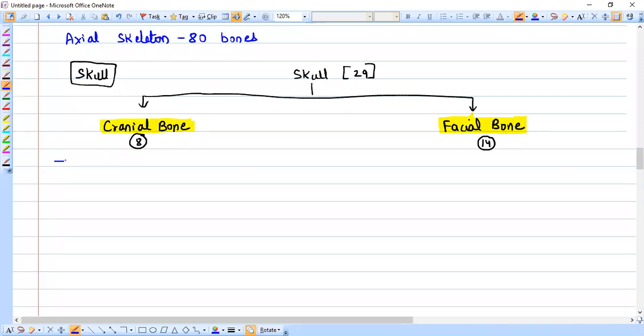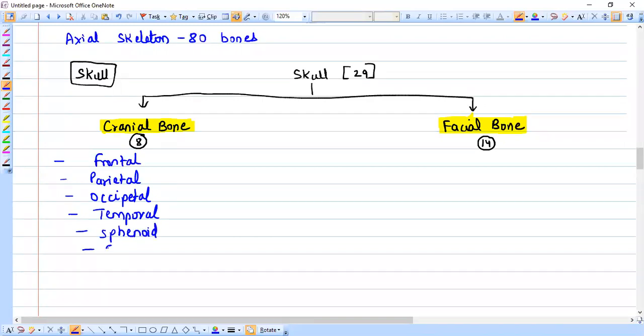What are the different cranial bones? Very first, we have frontal. Second, we have parietal, then occipital, then temporal. Then we have something called sphenoid. After sphenoid there will be ethmoid. So these are the different cranial bones. How many frontal bones? We say 1. How many parietal bones? We say 2. Occipital bone 1, temporal bone 2, sphenoid 1, and ethmoid 1. So when you calculate, it comes to 8. So that becomes your cranial bones.